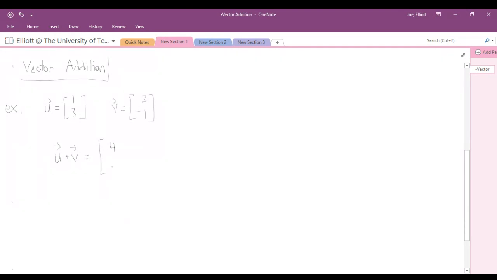So 3 plus -1 is 2. All right, so addition is pretty simple. It's also good to be able to visualize what's happening with vector addition. So I'm also going to draw a picture of that just so we can see.